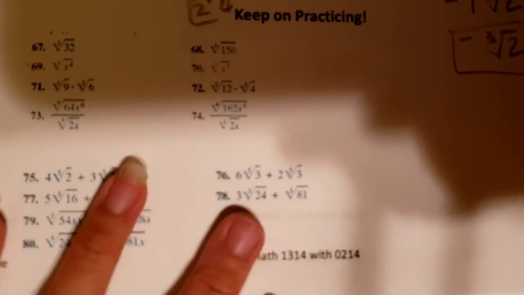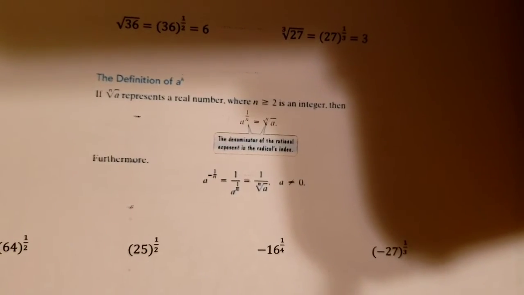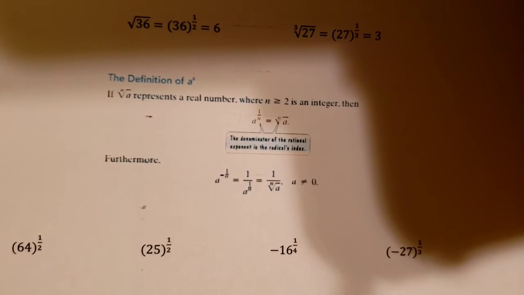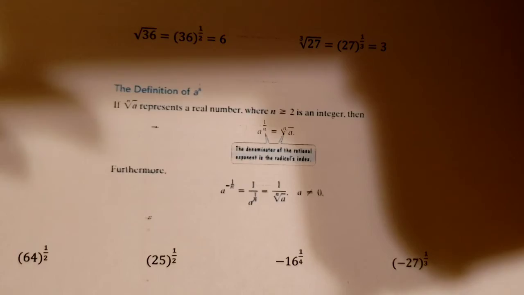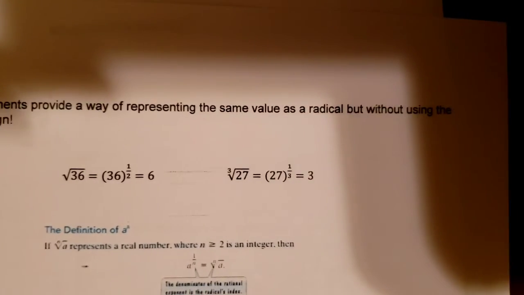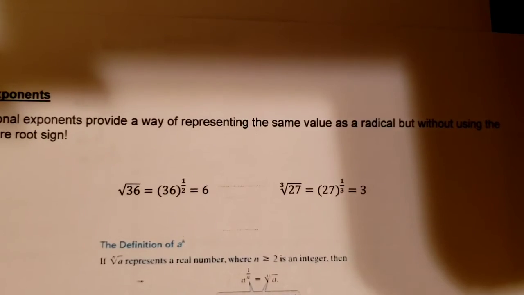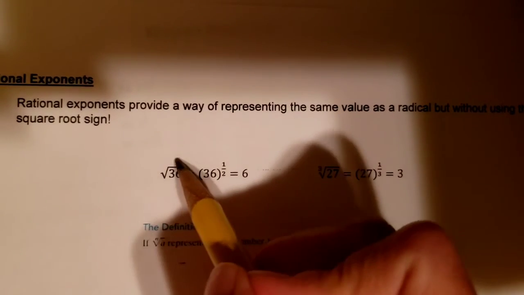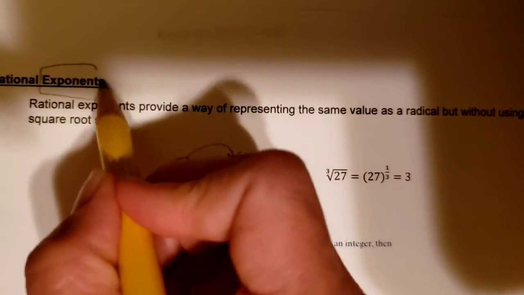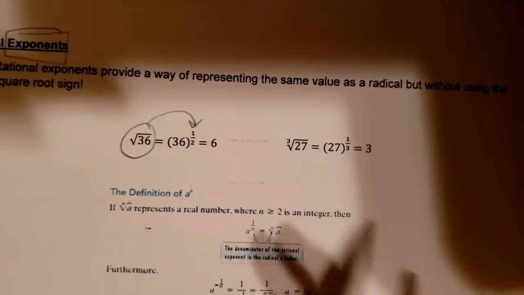The next little section is several practice problems, looking at some different higher root problems. Next thing I'm going to work through with y'all is rational exponents, how we can rewrite radicals as rational exponents. Rational exponents provide a way of representing the same value as a radical, but without using a square root sign. It writes a radical as an exponent. That's where we get the word rational exponents.